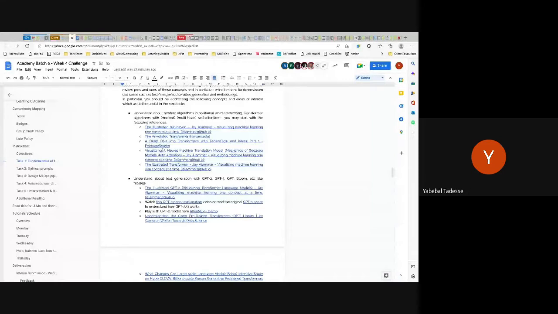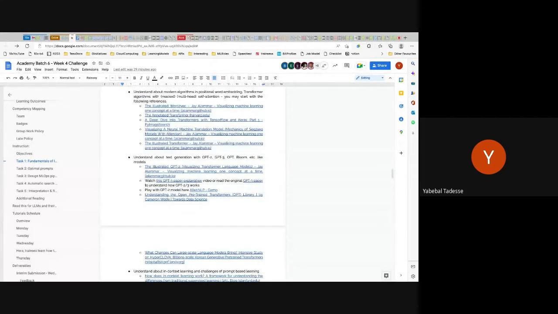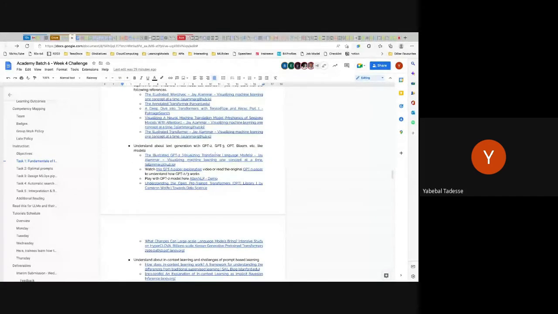Lots of them are from Jay Alammar. I find his illustrated concepts much better, because it's not just on the surface. He goes slightly deeper, and there are a few others that I give you. And then understand text generation with GPT-2, GPT-3, and OPT from Facebook.